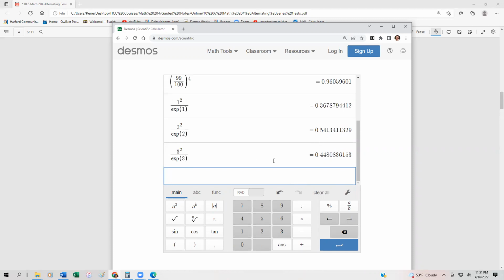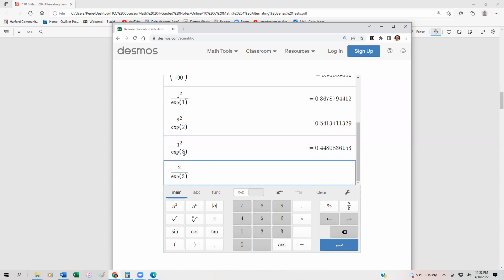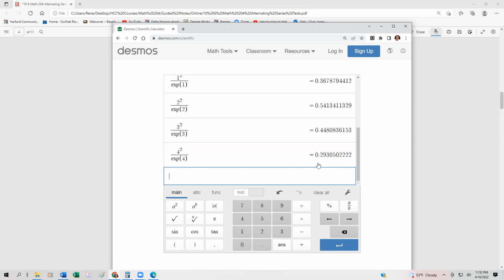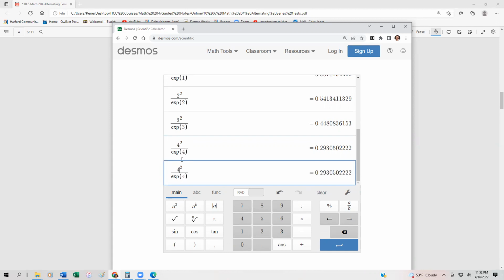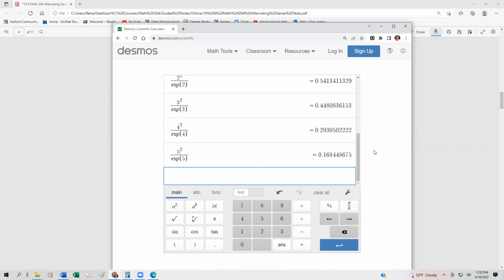All right, and it looks like it's coming back down again. All right, and 4. So it's going to be 4 squared and then exp to 4. All right, and it's coming down again. Let's just do 5 and 6 just to make sure. All right, so 5 and 5. All right, so that one's better.